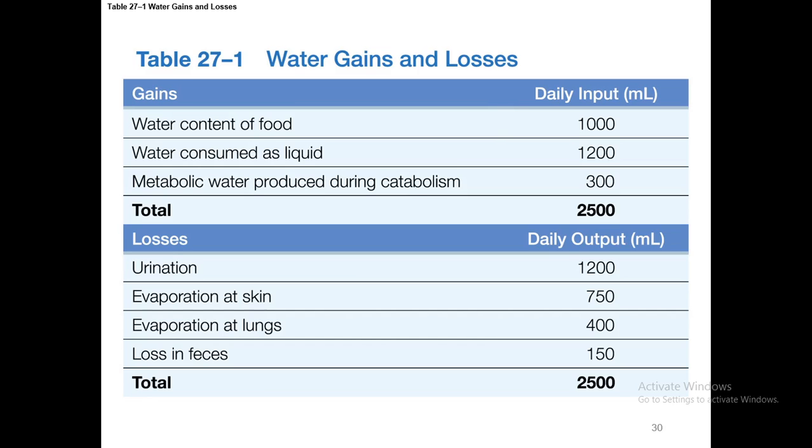And then we have the losses. So of course, urination, evaporation from the skin, which would be in the form of sweating, and evaporation from the lungs. Just as you are breathing and talking, the air that you are breathing out is moisturized, and so you are losing water through your exhaling, and then also loss in feces. So notice here that you have a balance when the input equals the output. Now, you would end up with an imbalance if you were taking in less water than you were losing, and eventually that could lead to dehydration. And you could also have an imbalance if you were bringing in a whole lot more water than what you were losing during the day, and so then you would be retaining fluids.